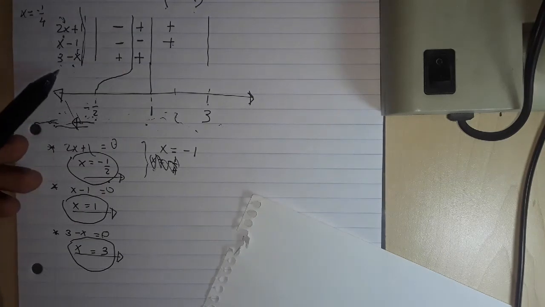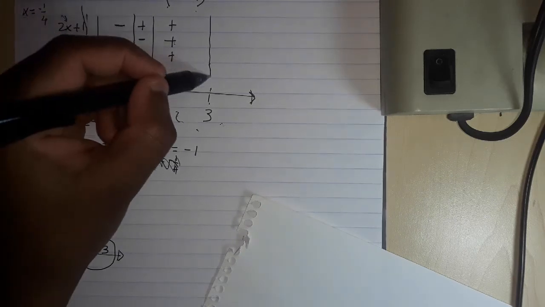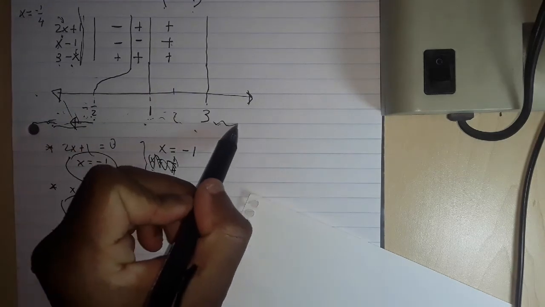And then here, if we plug in, for instance, 3 minus 2, we get 1, which is a positive value. So that's what happens here. Now let's see what happens at values greater than 3.